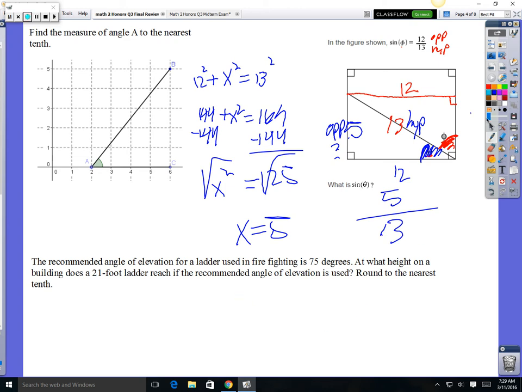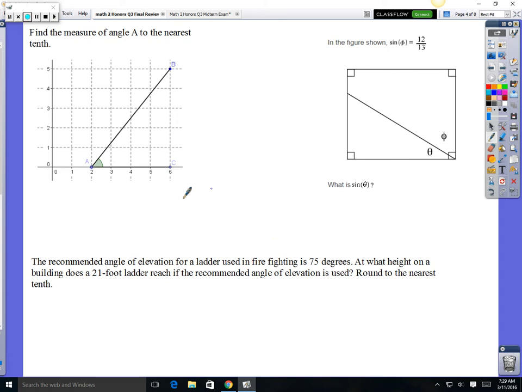Okay, now you got to draw your own picture. Recommended angle of elevation, so that's looking up, for a ladder used in firefighting is 75 degrees. What height on a building does a 21-foot ladder reach? Okay, so here's a building, some building right in here. Now if you've got a 21-foot ladder and you want it at 75-degree elevation, so let's come back here.